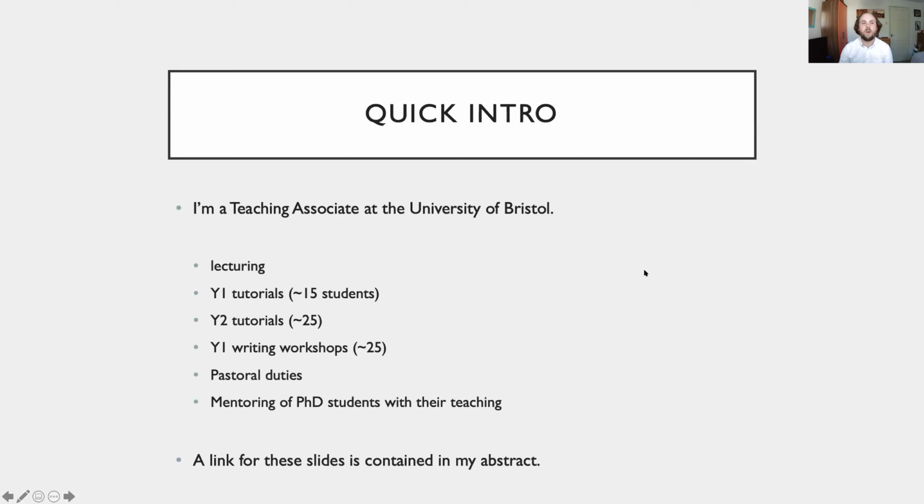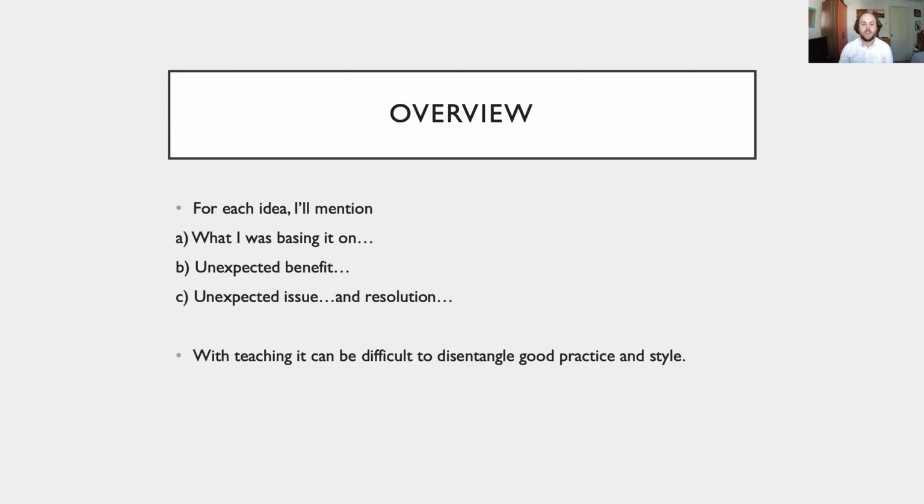My aim with 5 topics in 15 minutes is that I'm going to give 5 lightning talks. So for each thing, I'll try and indicate why I was doing it, or why I think it's a good idea, something that was unexpected as a good point about it, and then something that wasn't so good, and maybe how I resolved that. It's nice to do things in 3s, which is why I like to do it in this way.